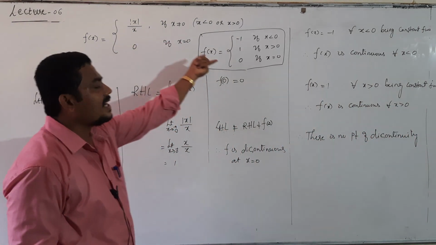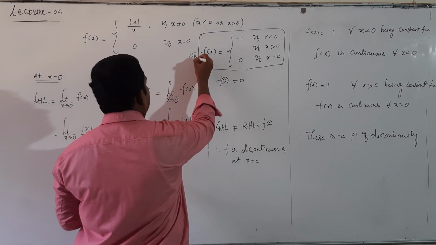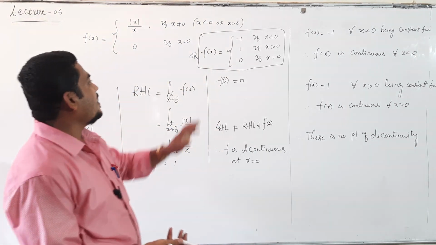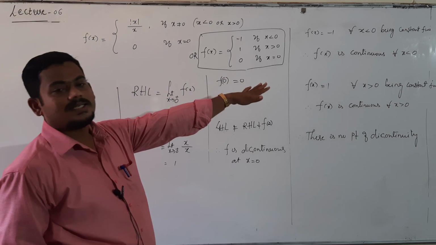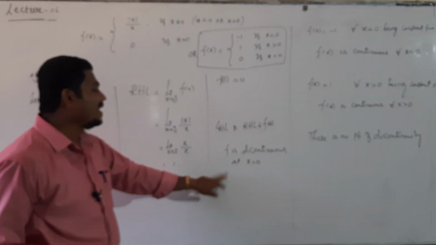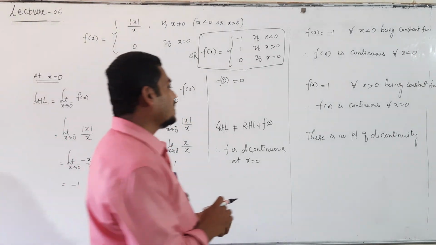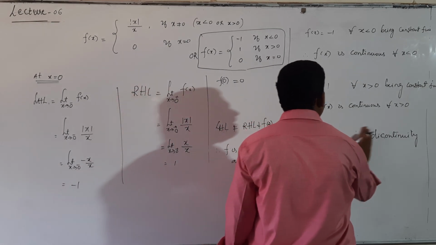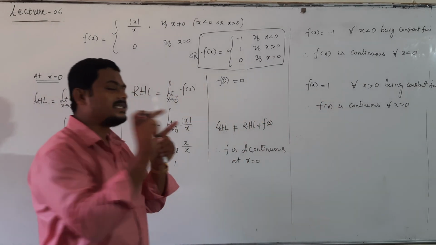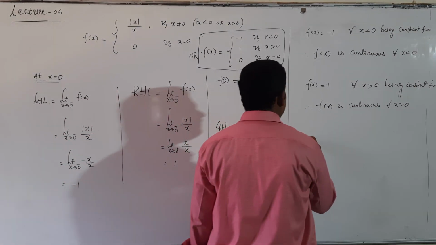These two functions are equivalent, just redefined. This function is same as this function. First check the continuity at 0, after that conclude what about more than 0 and less than 0. At 0 only it is discontinuous, but at all other points it is continuous only. Means the point of discontinuity of the function is at x equal to 0. In this case, this function is discontinuous at 0 only. At all other points it is continuous.